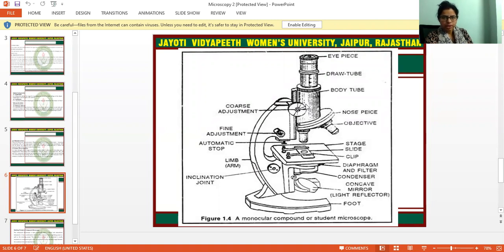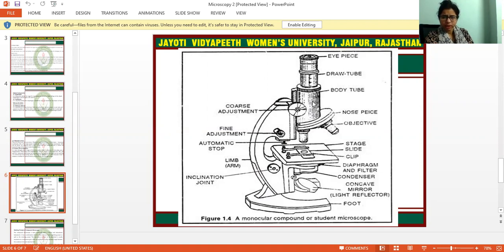This is the nose piece, this is the automatic stop to prevent damage, and this one is the arm, and this small joint is the inclination joint. This is the foot. These all come into the non-optical region.